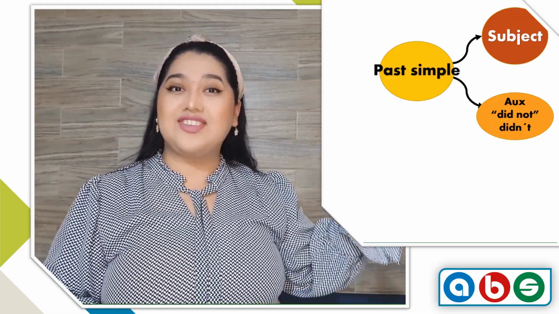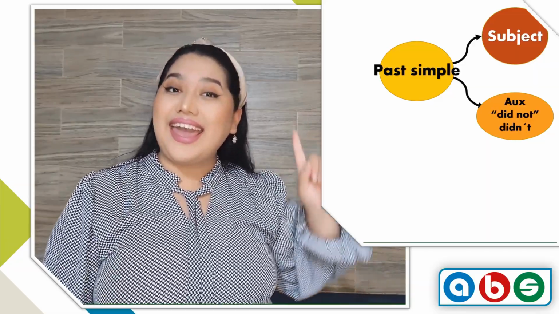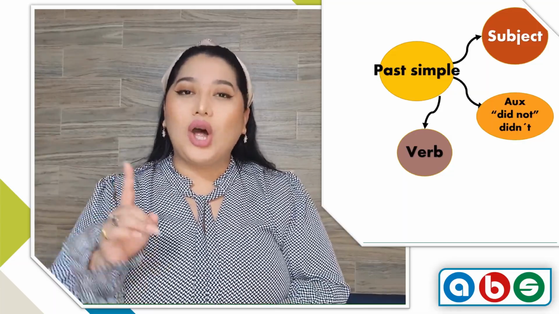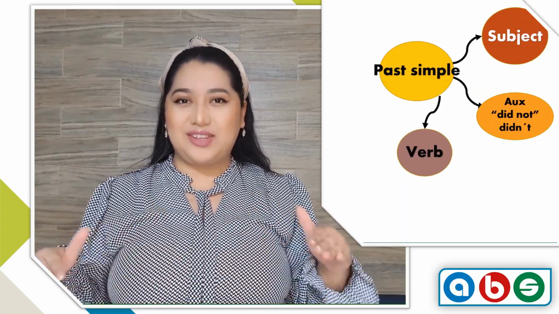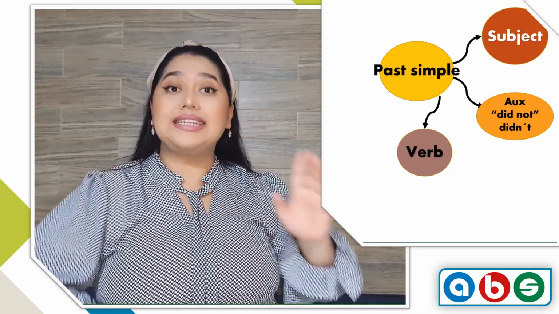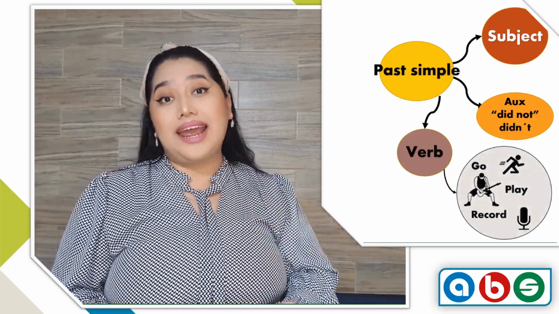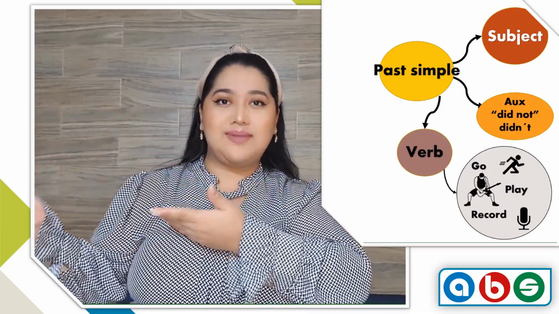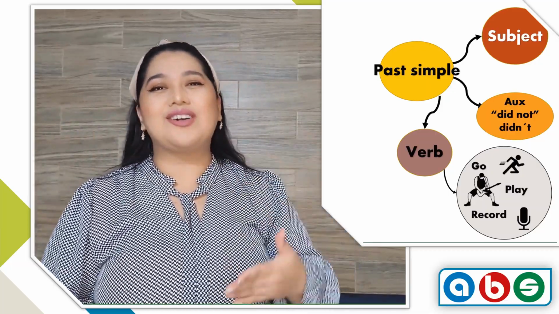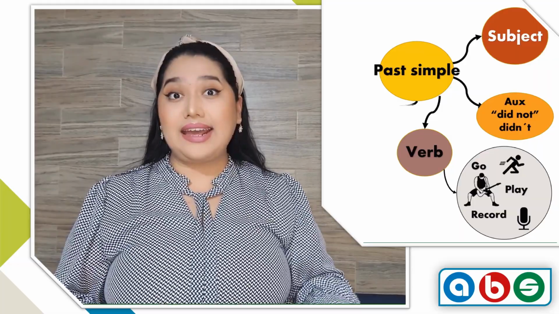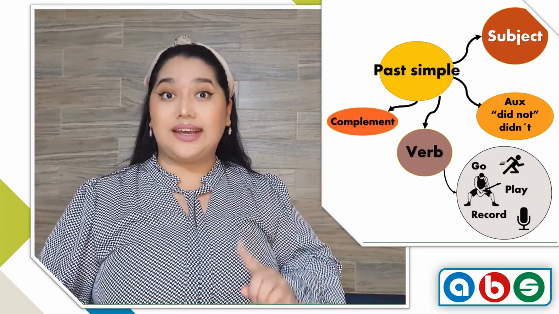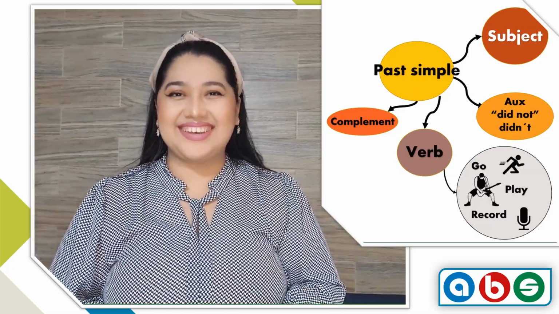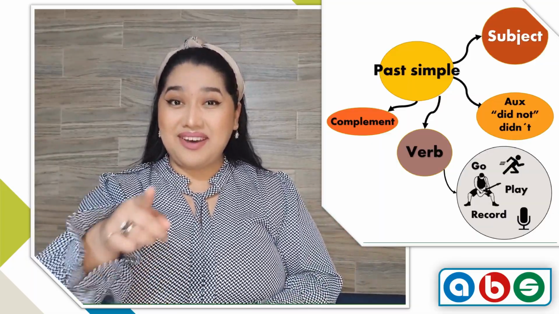So we have the subject, the negative auxiliary, and then we need a verb. What was the action? Well, always use this verb in base form, like I didn't go, we didn't play, she didn't record, or what about, Jim didn't study. And of course, at the end, use a complement, like Jim didn't study English yesterday morning. All right, so these are negative sentences. Come on, try to practice.